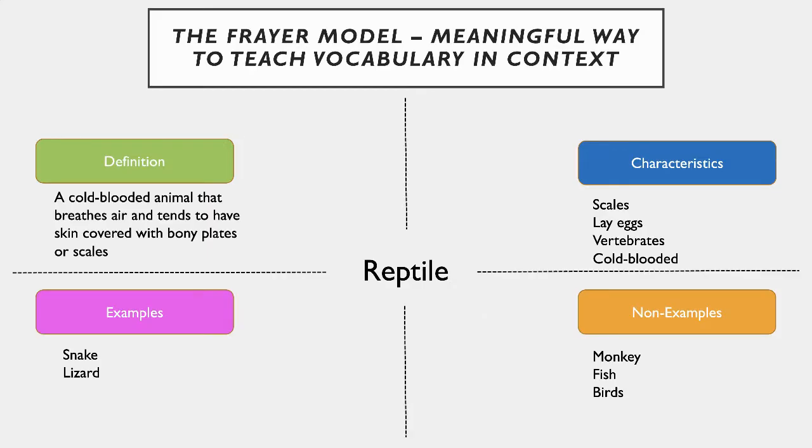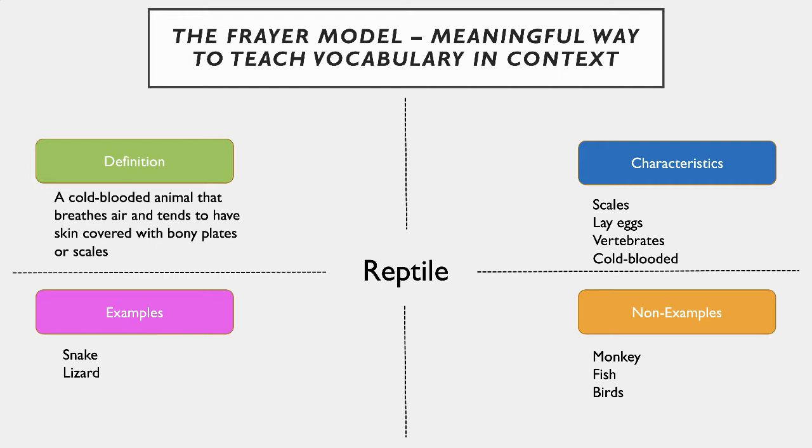Another method is using the Frayer Model, which I wrote is a meaningful way to teach vocabulary and context, because it's very meaningful. It allows students to understand new vocabulary and concepts and relate it to what they know already. So to begin, you have a definition.